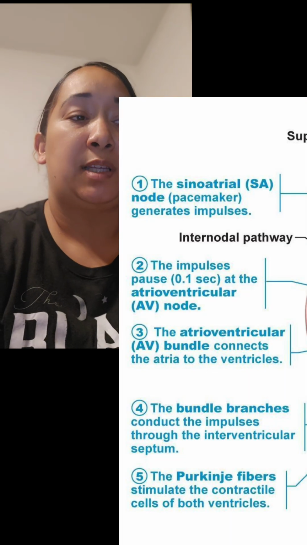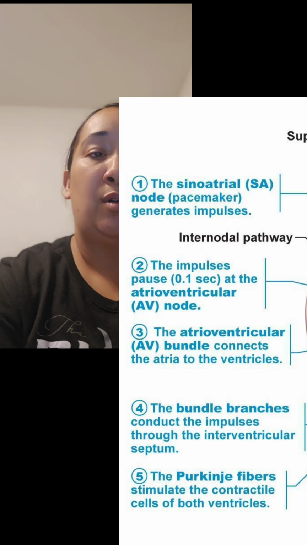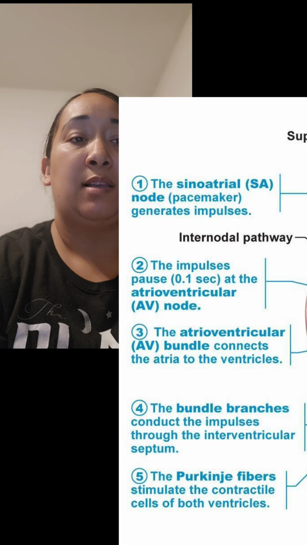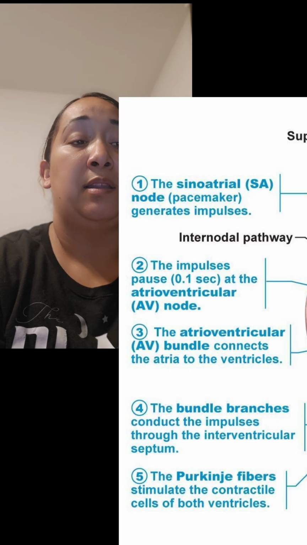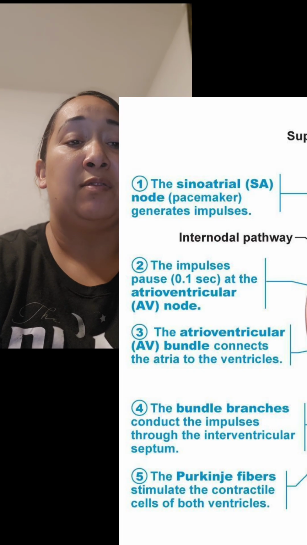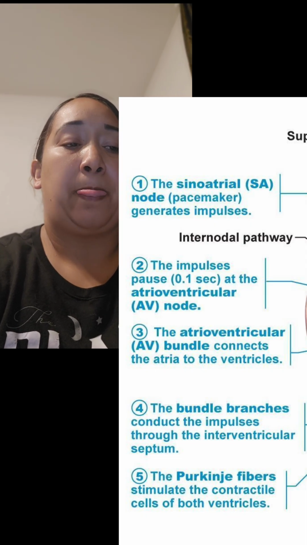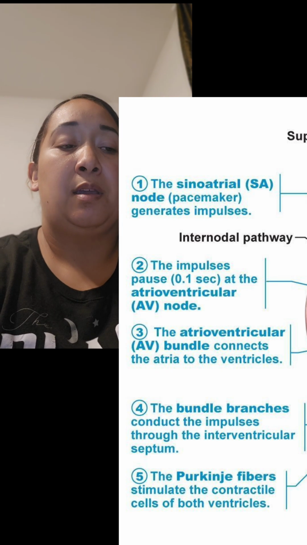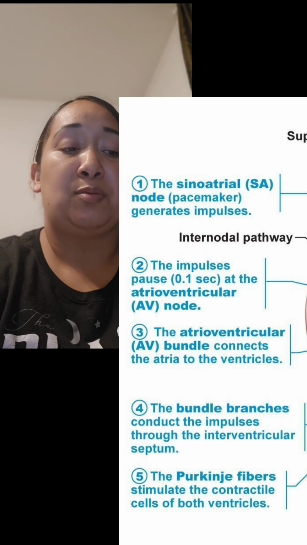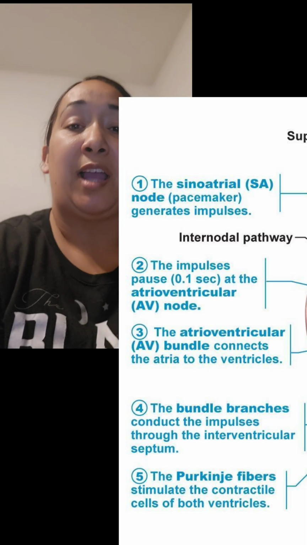So how does the system work together with all the components? The SA node fires by sending an electrical impulse across the atria, causing them to contract. Then from there, the impulse reaches the AV node, where it is briefly delayed, and from there the impulse travels down to the bundle of His and into the right and left branches. The bundle branches conduct the impulse to the Purkinje fibers. The Purkinje fibers spread the impulse throughout the ventricles, causing them to contract.